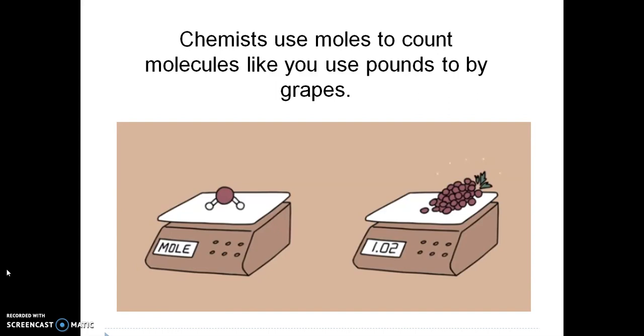Trying to count up enough water or enough hydrogen or enough oxygen in order to create a reaction would take you forever. In fact, you would die before you would ever be able to count that many elements. So instead, we measure it by the counting unit, the mole. So if I want 1 mole of water molecules, then I would actually get 6.02 times 10 to the 23rd water molecules, and it's much easier to just say 1 mole.